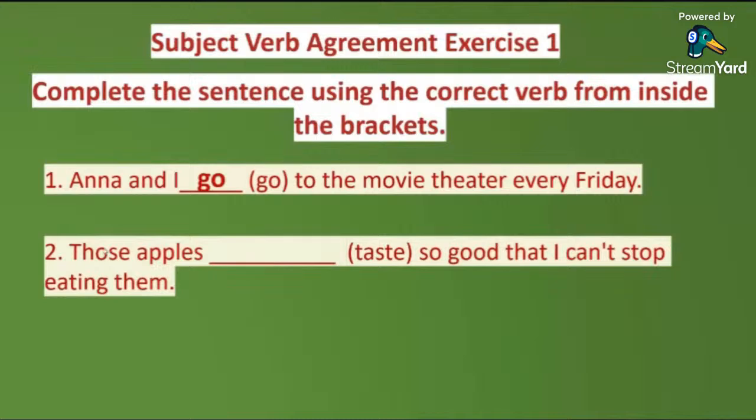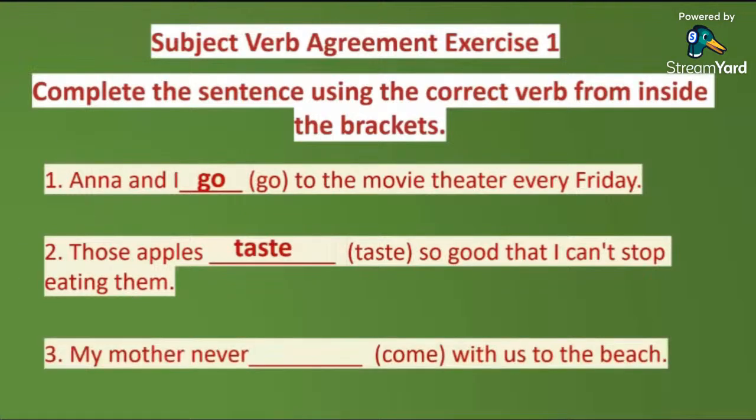Number 2. Those apples blank taste so good that I can't stop eating them. So the verb inside the bracket is taste. Answer is taste.